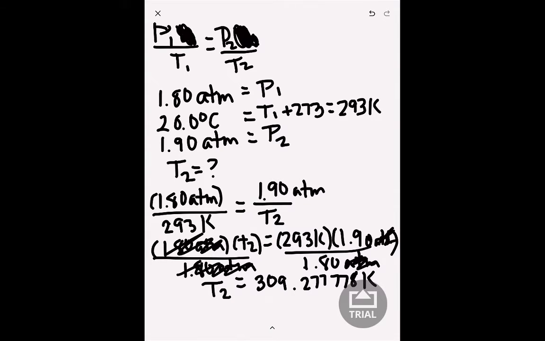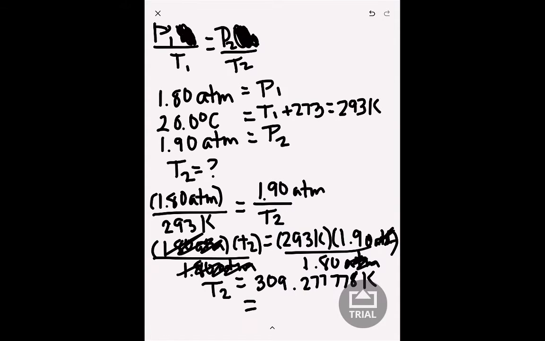And then before we get our final answer, let's look at what it asked us. It says, what is the temperature in degrees Celsius? Or no, this one doesn't. The last one said in degrees Celsius, but this one doesn't. This one just says, assuming constant volume, what was the temperature? So we can leave it in Kelvin, then we don't have to change it back to Celsius.